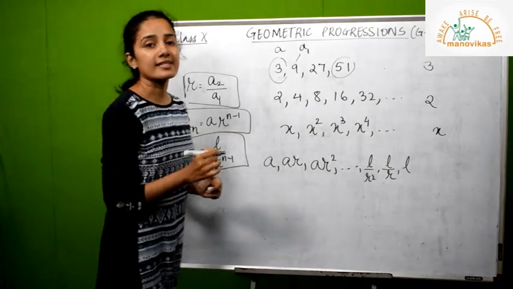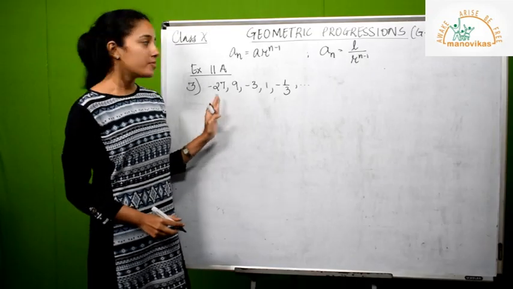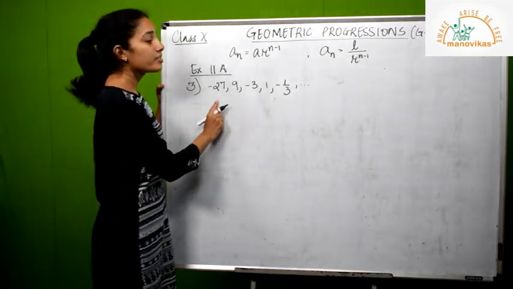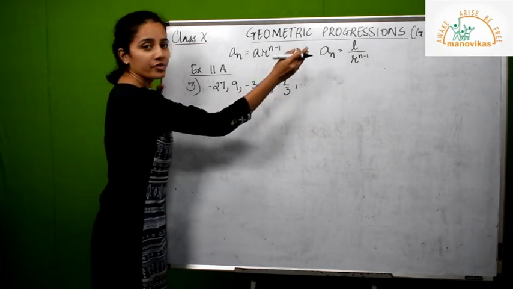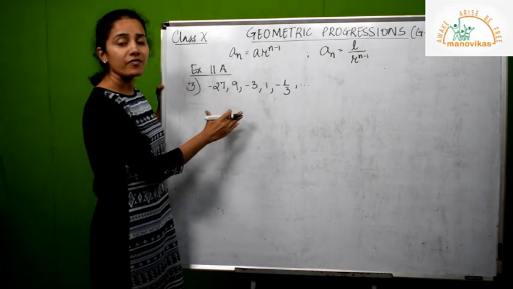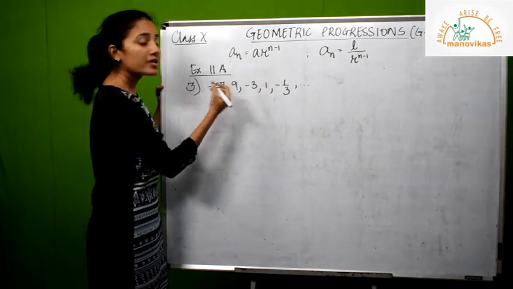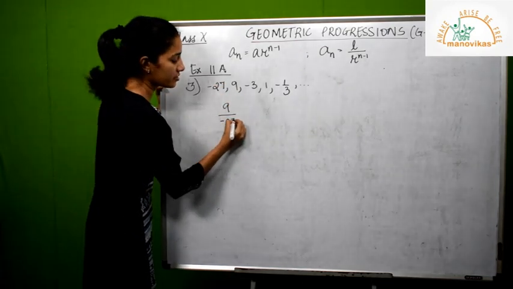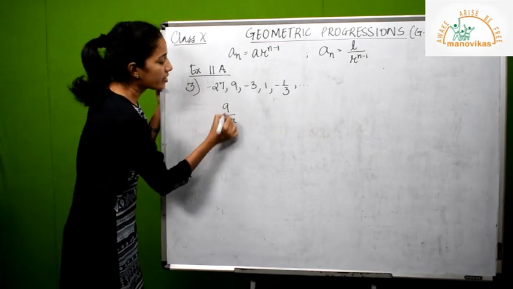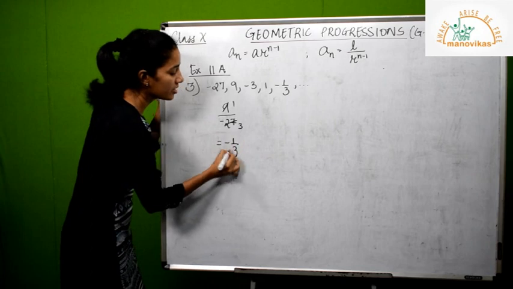we will solve exercise 11a from the textbook. Let us consider the third problem from exercise 11a, wherein the first step is to show that this is a GP, that is geometric progression. To show that this is a GP, we have to see if the ratio is constant throughout. So how do you calculate the ratio? It is the second term divided by the first term, which when you cancel, I get as negative 1 upon 3.